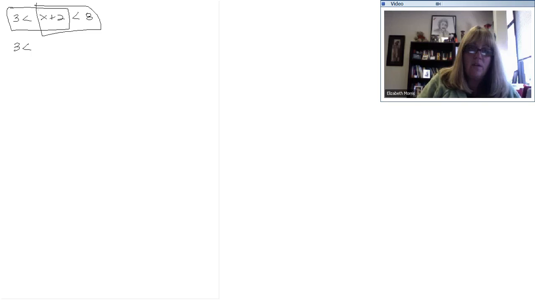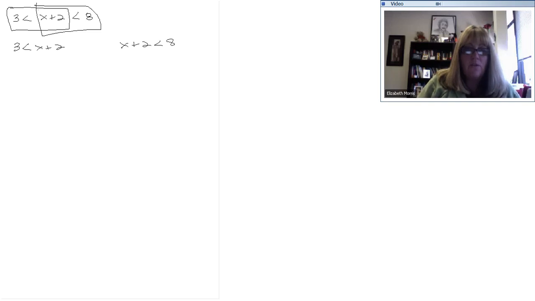All right. What happens if I have this? 3 is less than x plus 2, which is less than 8. This is the last part of 2.5. What you need to see is this is actually one equation and two equations. So we separate it out, and then we'll put it back together when we're done.